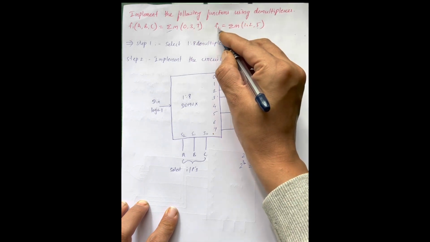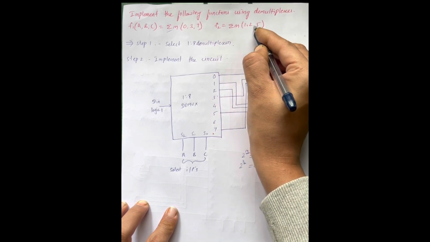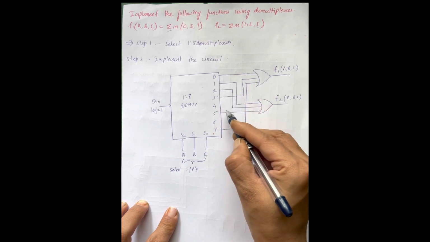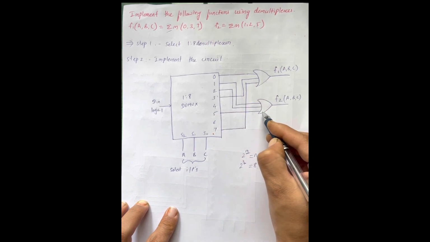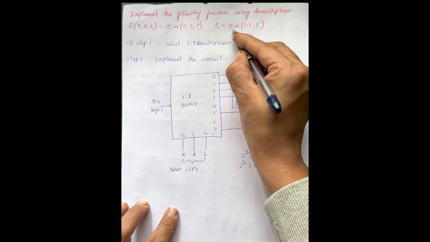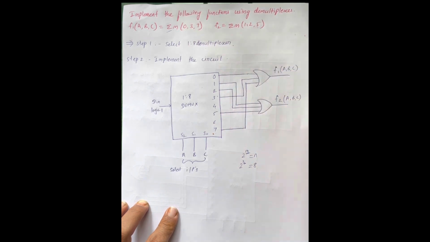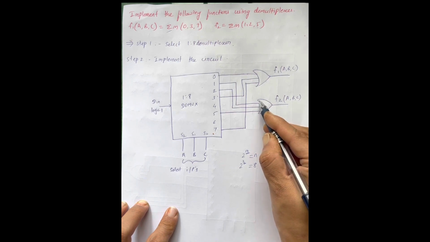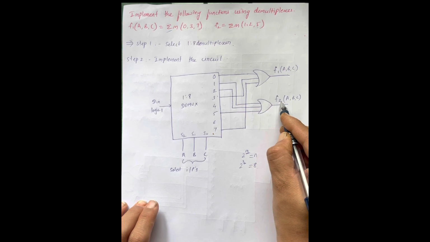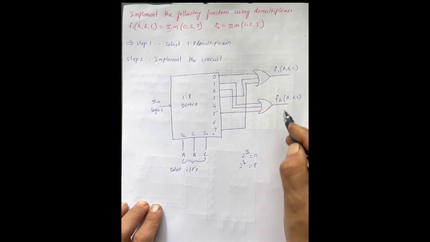Now for f2, the product terms are 1, 2, and 5. So I took inputs 1, 2, and 5 to the OR gate, since it is also a SOP equation. Sum of product terms, so sum is represented by an OR gate. So I used an OR gate here, and the output will be the f2 function, right? So this is the way to implement any function using a demultiplexer, right?